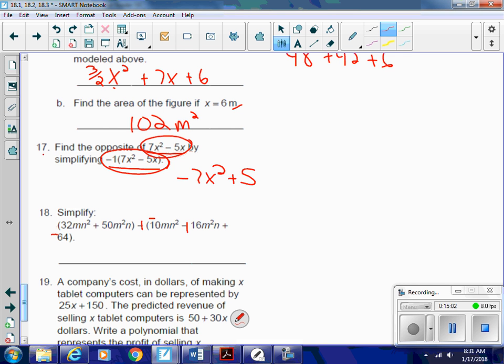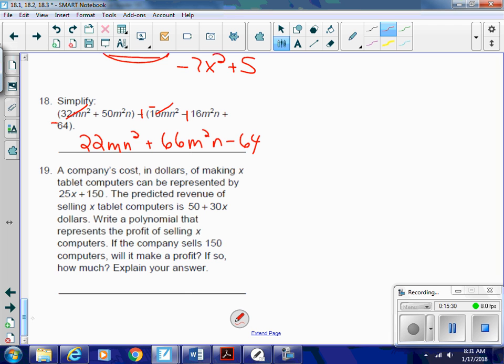32mn squared minus 10mn squared is 22mn squared. Those two are done. Now I've got 50m squared n plus 16m squared n, and I get 66m squared n, and finally minus 64. Let me check my answer key. Yep.